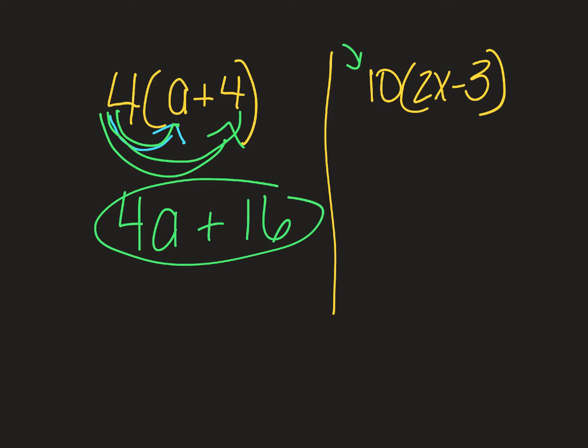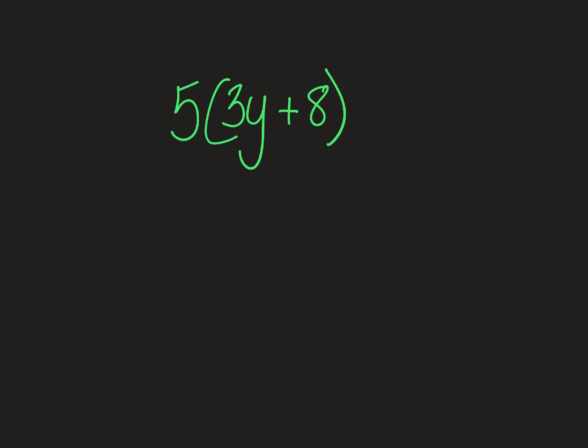Your answer is 20x minus 30. Multiply. 20x minus 30. Paddles up. Let's see your answers, folks. 15y plus 40. Okay? 5 times 3 is 15y. Plus 5 times 8 is 40.